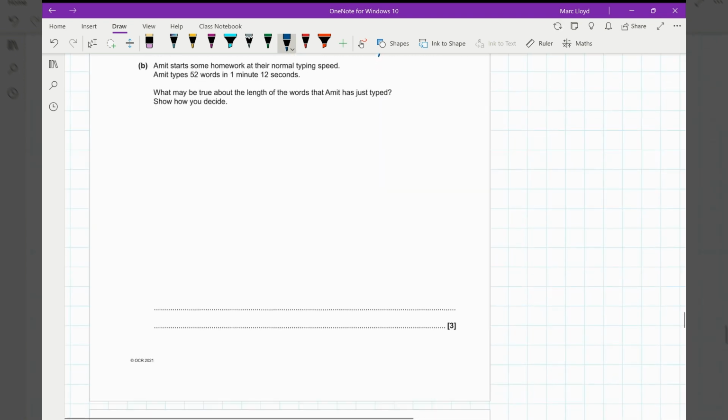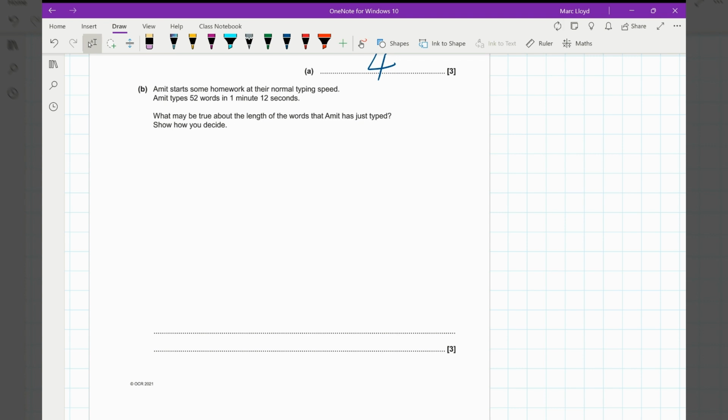Okay, next question, part B. Amit starts some homework at their normal typing speed. Amit types 52 words in 1 minute and 12 seconds. What may be true about the length of words that Amit has just typed?